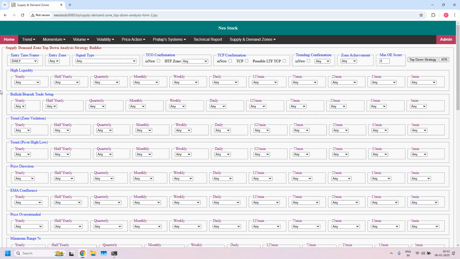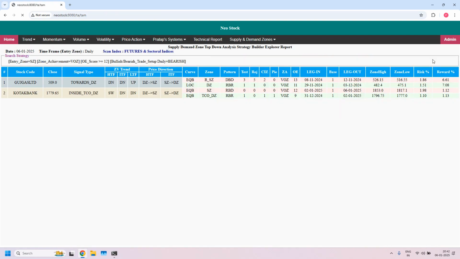Next, bearish trade setup, monthly income trade, entry time frame daily, entry zone is supply zone. In bullish or bearish trade setup at a daily time frame, I am selecting bearish, no pierced filter, and selecting zone achievement violated opposing zone, minimum odd enhancer score 12. 2 stocks are filtered. None of these supply zones are pierced. Let us verify these 2.